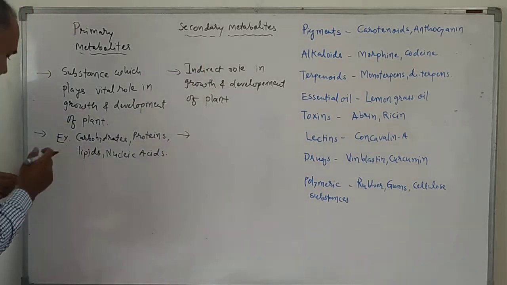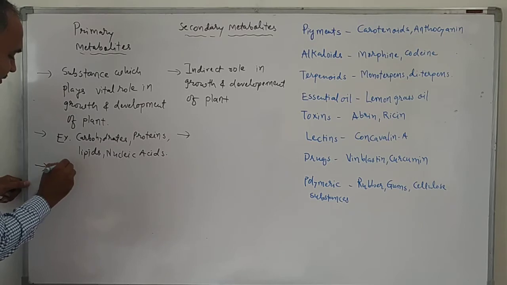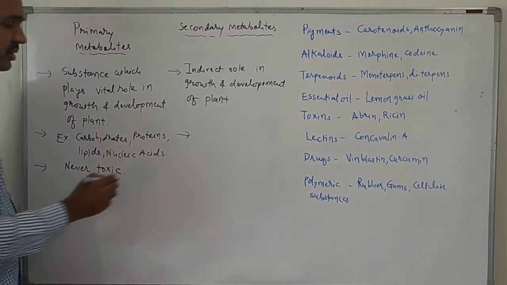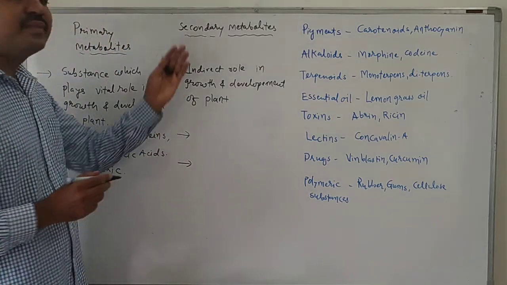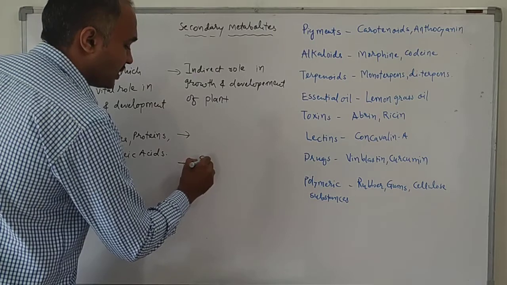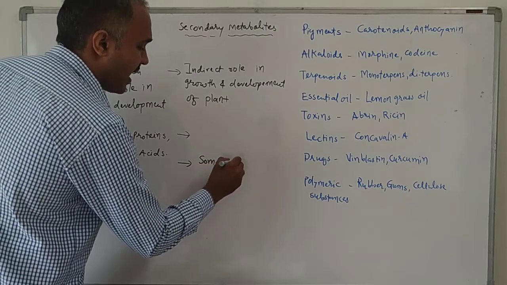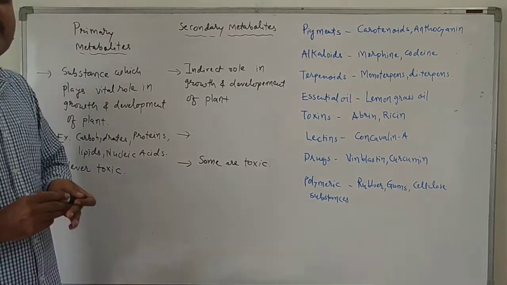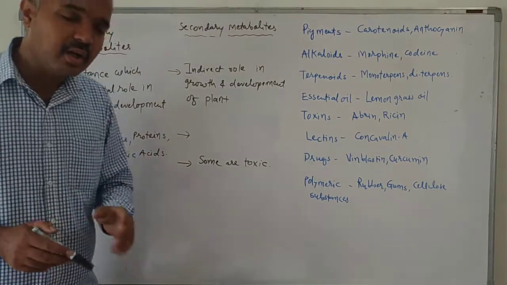Then, primary metabolites are never toxic. Whereas some of the secondary metabolites are toxic. Primary metabolites are never toxic, whereas some of the secondary metabolites are toxic.